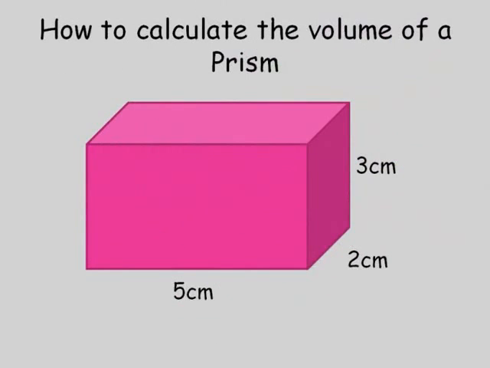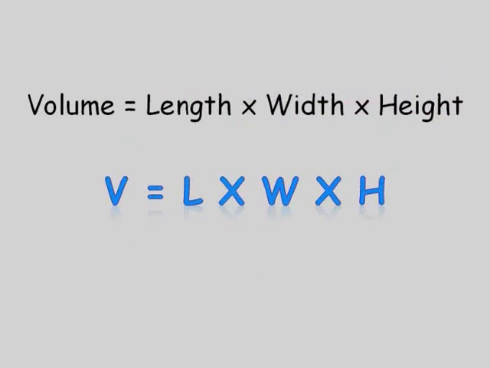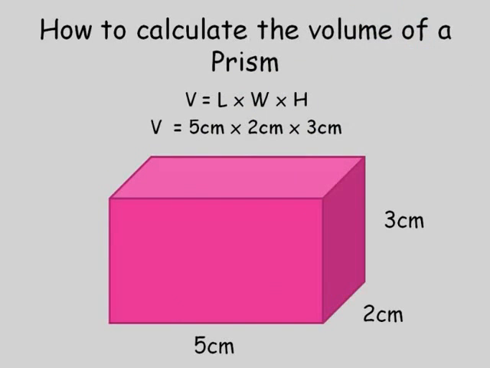This rectangular prism has a length of 5 centimetres, a width of 2 centimetres and a height of 3 centimetres. Now remember our formula? Volume equals length times width times height. So our prism has a length of 5 centimetres, a width of 2 centimetres and a height of 3 centimetres. So to work out our volume, we need to times 5 times 2 times 3. Let's have a go.